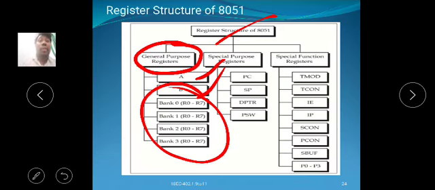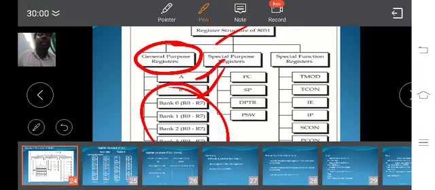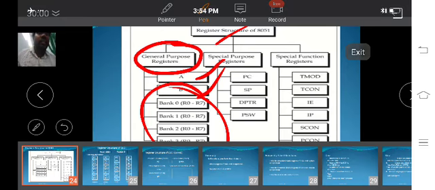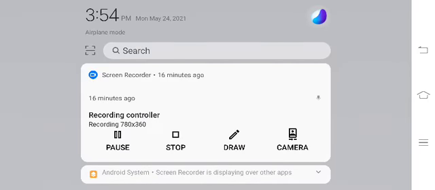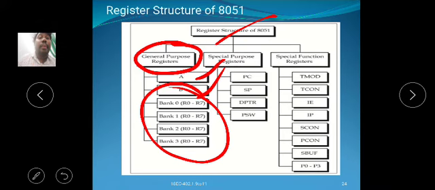In the 8051 microcontroller register structure, we are discussing 3 important types of registers: general purpose registers, special purpose registers, and special function registers. The general purpose registers are the accumulator, B register, and the four banks, bank 0, bank 1, bank 2, bank 3. The special purpose registers are the program counter, stack pointer, DPTR and PSW. The special function registers are TMOD, TCON, interrupt enable, interrupt priority, SCON, PCON, SBUF, and P0 to P3.